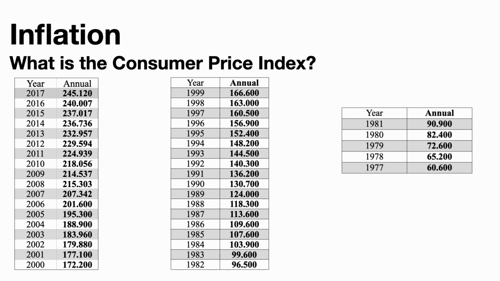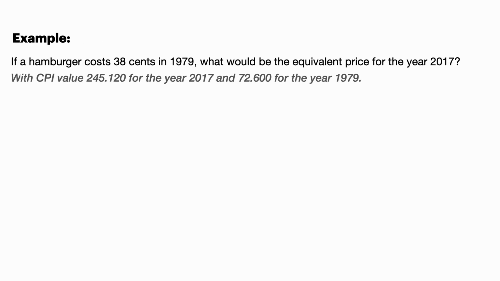So again, let's look at some examples and clear this up. So first example, I want to look at hamburger costs. If a hamburger cost 38 cents in 1979, what would be the equivalent price in 2017 if it followed inflation perfectly? So the CPI values for 2017 was 245.12 and 72.6 for 1979. Let's set up a proportion and try to solve the price of that hamburger if it followed perfectly.